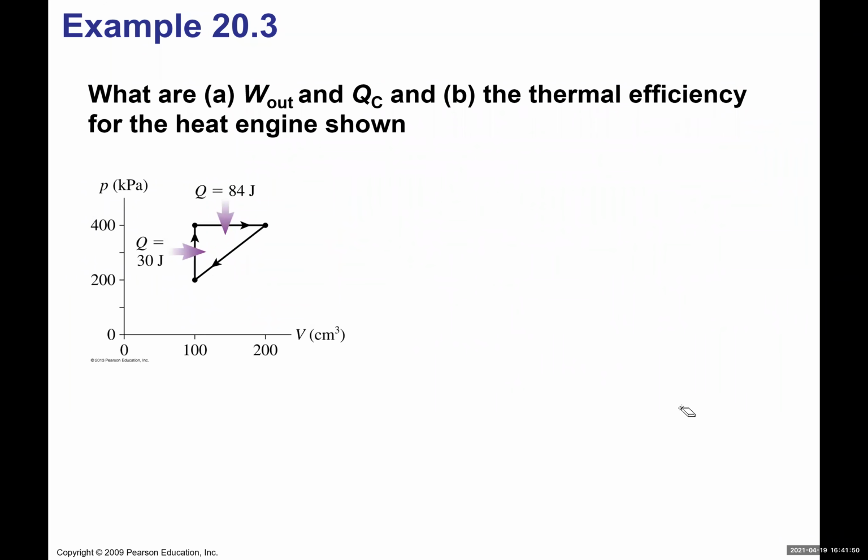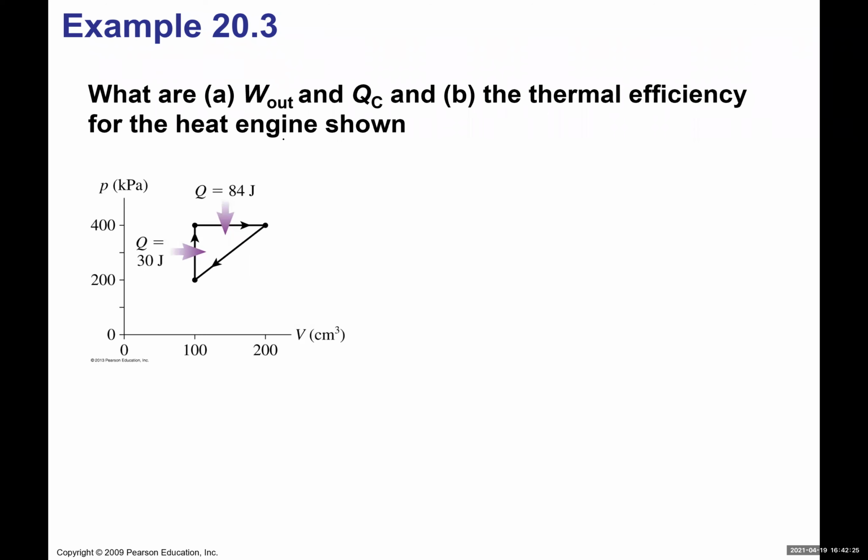Here's one more example. So we are looking at some kind of process where we have a PV diagram. So we're given everything in terms of a PV diagram. Let's say we have W out. For this particular process, what are W out and QC, and also the thermal efficiency for this heat engine?